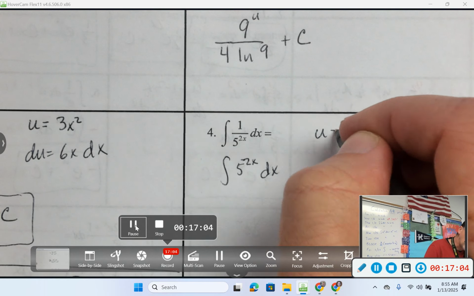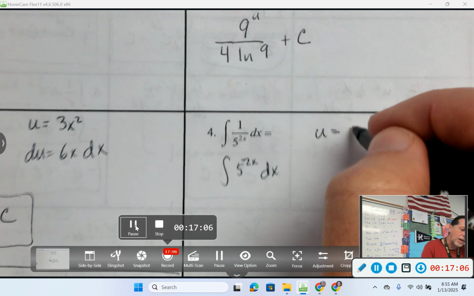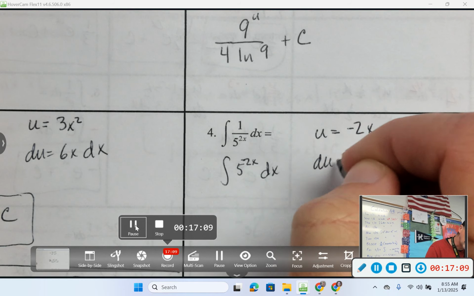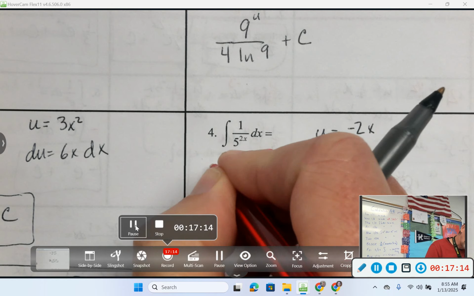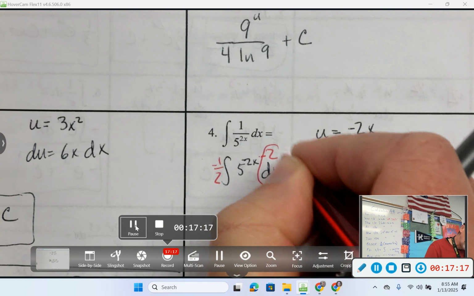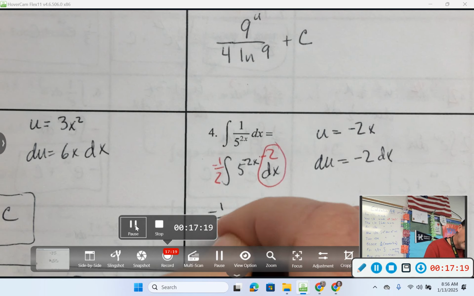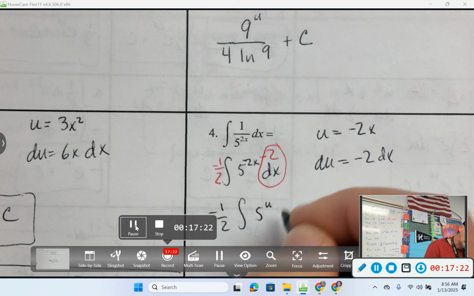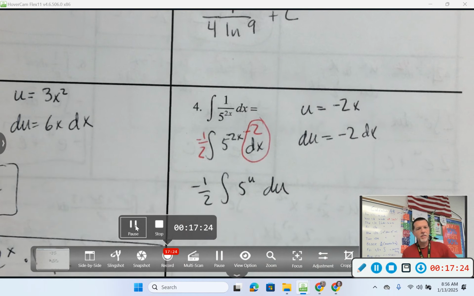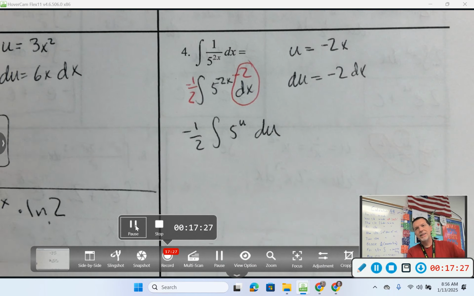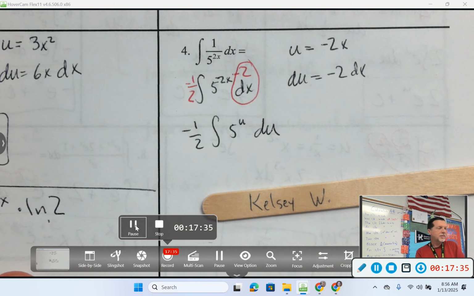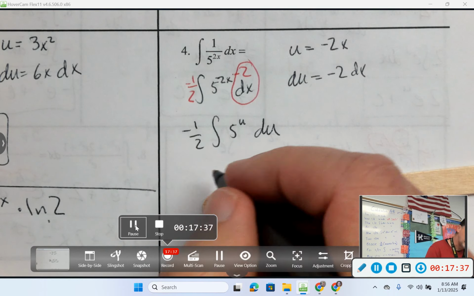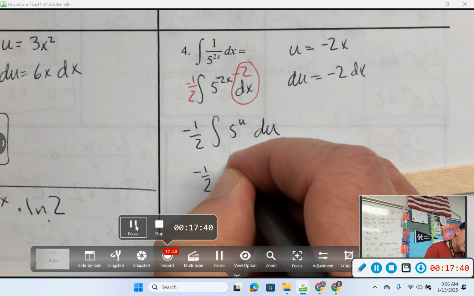I don't know. I'm always worried I'm going to get it backwards, so I'm going to take the time to write out u equals negative 2x. du is negative 2 dx. So negative 1/2 antiderivative 5 to the u. You can maybe do it in your head, but it's probably worth it to write it out. Kelsey, what's the antiderivative of 5 to the u? 5 to the u over ln 5.